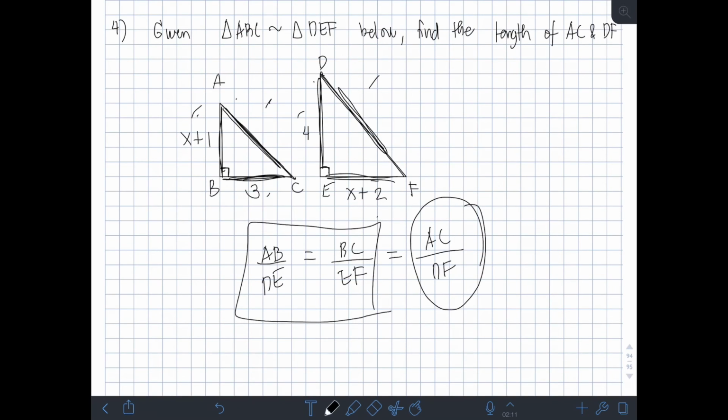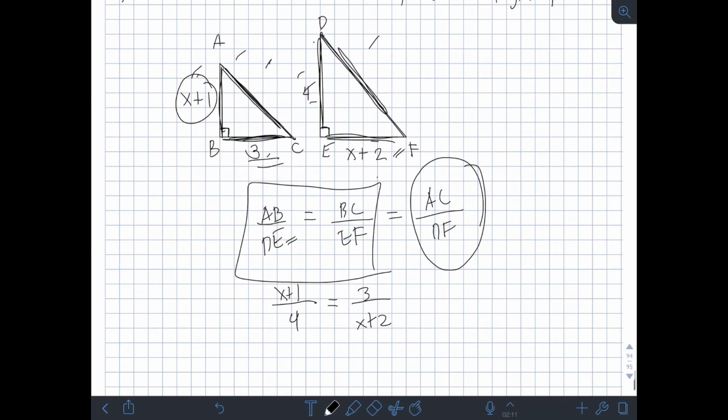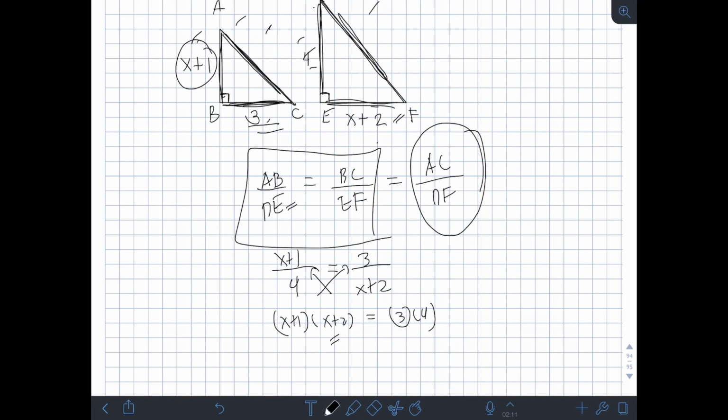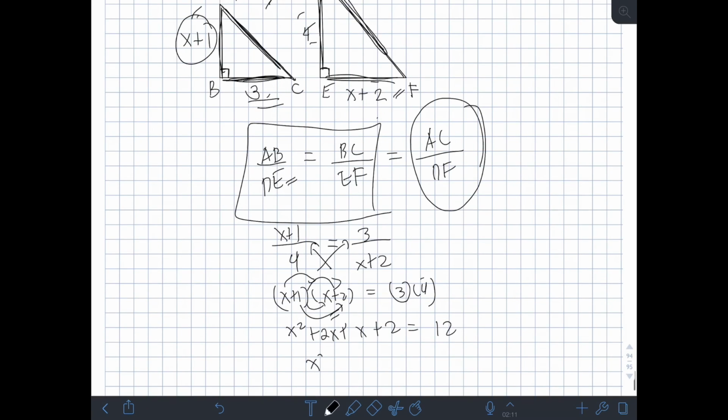So, substitute natin. So, si AB is x plus 1 over si DE is 4 equal. So, BC is 3 over EF is x plus 2. So, cross multiplication na lang. So, magiging x plus 1 times x plus 2 equals 3 times 4. So, simplify natin tong product of binomial, FOIL method. So, x squared plus 2x plus x plus 2 equals 3 times 4 or 12. So, x squared plus 2x plus x is 3x plus 2.